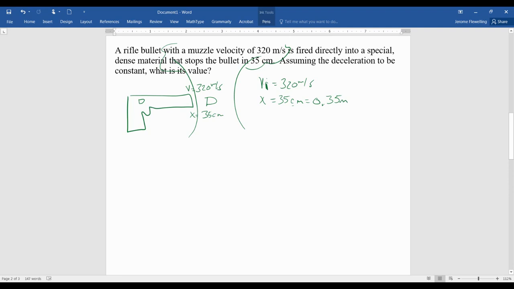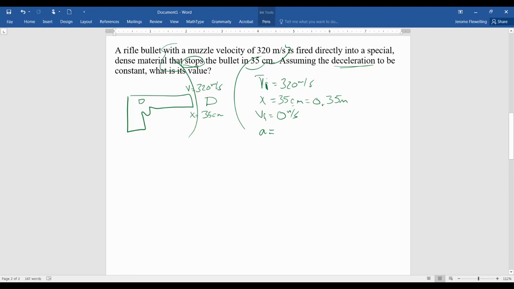Now, for our kinematic equations, we have to know three givens. So there's a third one that we have to know. And in this case, it all rests on this word stops. If it stops, it means that our final velocity of the bullet is going to be, yep, you guessed it, 0 meters per second. Then we have to find out what we're looking for, which will be our deceleration or our acceleration. Remember, the deceleration is just an acceleration, but negative.